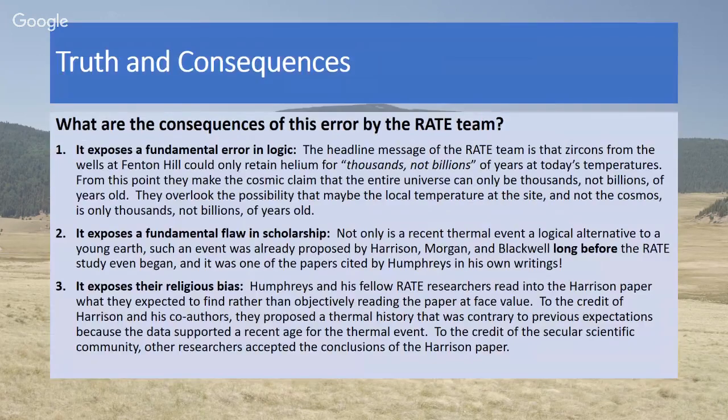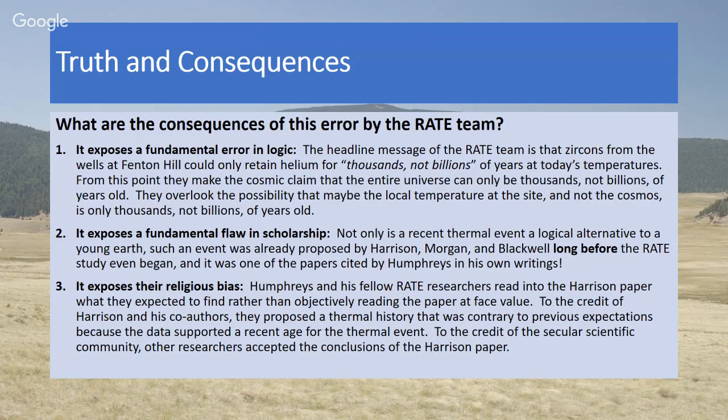Well, let's talk about this now. So now that there's an error and it's admitted, this is not a point of debate. Humphreys' own words, he read the graph backwards. His own words, the Harrison, Morgan, Blackwell paper does have lower temperatures to 20,000 years ago. Three things I note. One is it exposes an error in their logic.